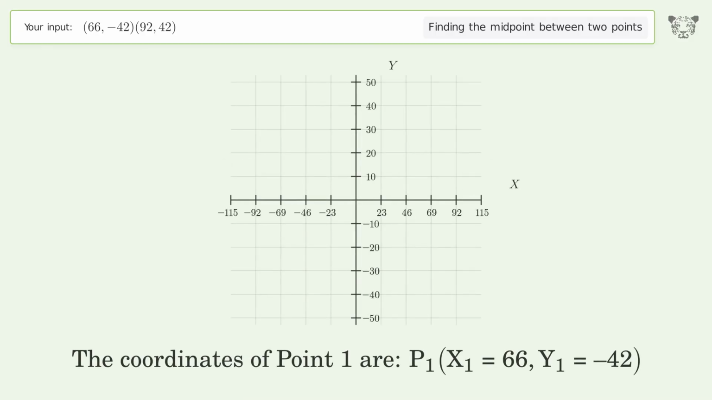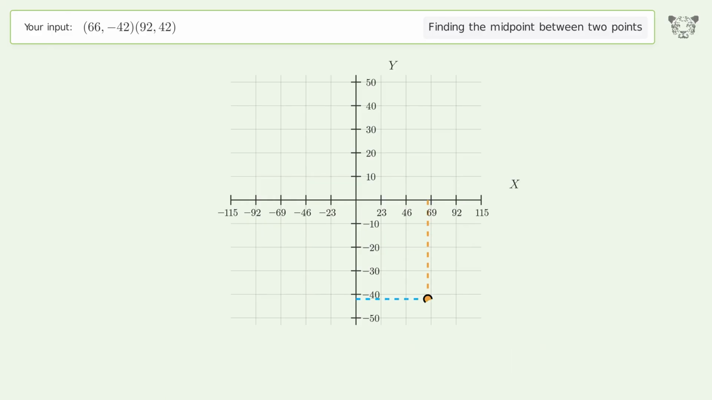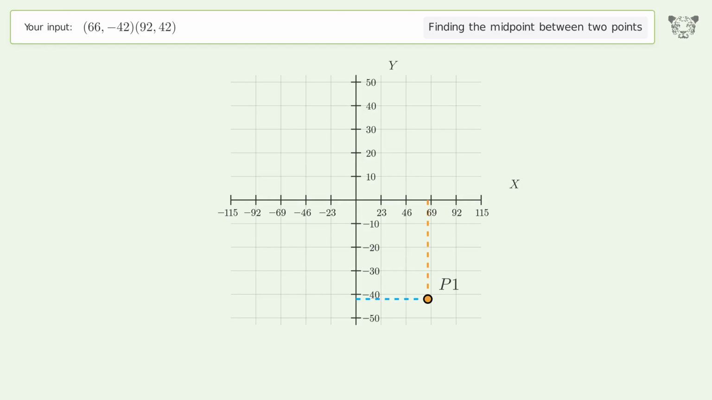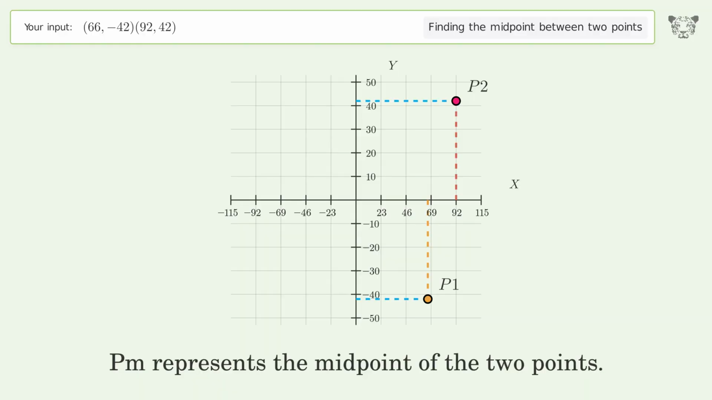The coordinates of point 1 are x1 equals 66, y1 equals negative 42. The coordinates of point 2 are x2 equals 92, y2 equals 42. PM represents the midpoint of the 2 points.